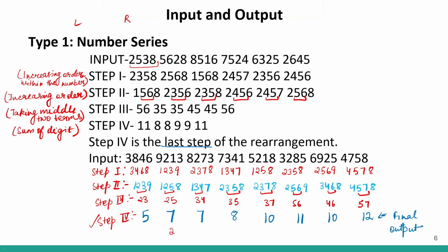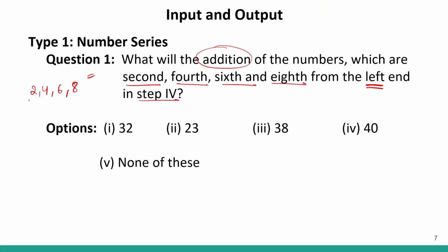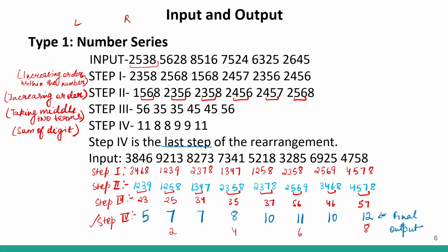Now we have to take the 2nd, 4th, 6th and 8th term. So this is your 2nd position, 7. 4th position is 8. 6th position is 11. And at the 8th position we have 12. So we have to take the addition of these numbers. If I add these numbers, what will I get? 8 plus 11 will be 19, and 12 gives 31. 31 plus 7 will give me 38. So the addition will give me 38.